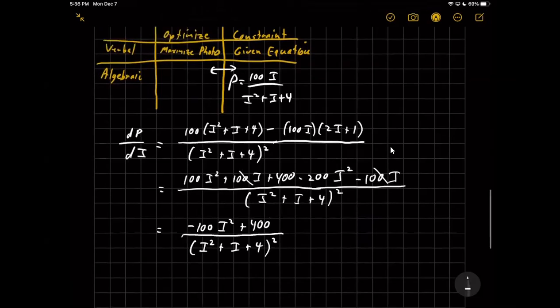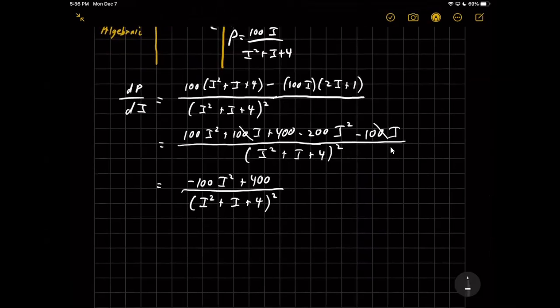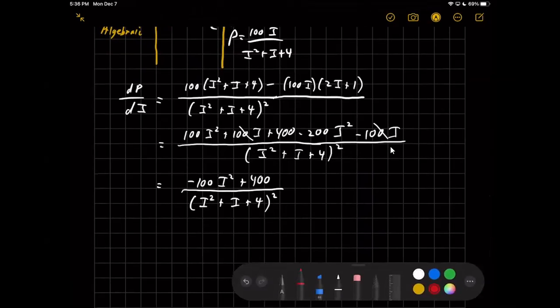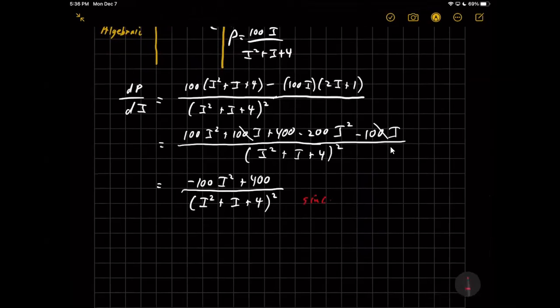All right, now we need to find out where this is 0 or undefined. Okay, now since I has to be greater than or equal to 0, the denominator never goes to 0. So I squared plus I plus 4 cannot equal 0. Okay, so we can eliminate needing to look at the denominator in this case. So we just have to look at the numerator and find out where that's 0. Negative 100 I squared plus 400, set that equal to 0.